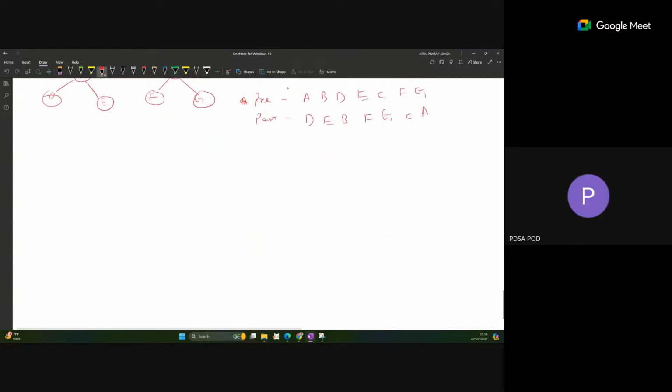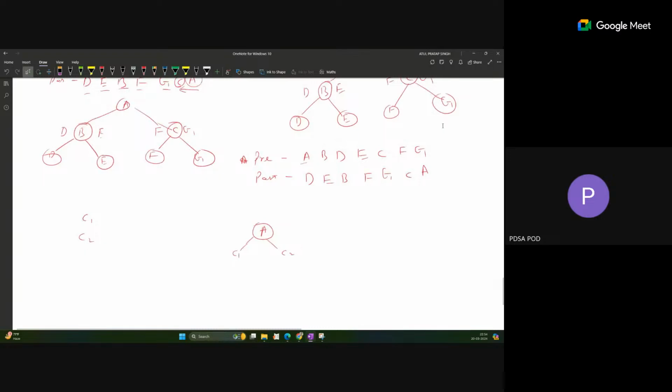In this situation, we know the root node. Root is A. After that, we don't know which is the left node and which is the right node. Suppose we assume this is C1 and this is C2. Now we will check what the possible values are for C1 and C2.